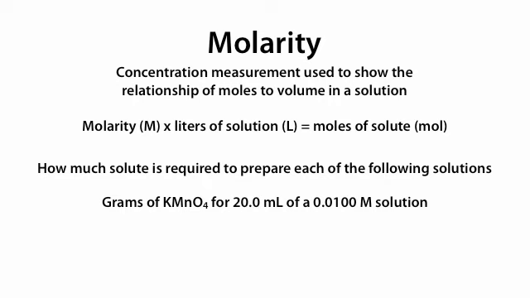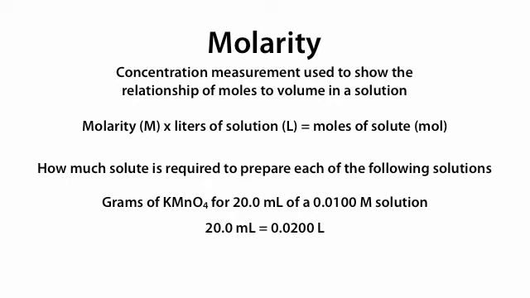How many grams of KMnO4 is required to make a 0.01 molar solution in 20.0 milliliters? Again, we're going to use this same equation. Molarity times liters of solution gives us moles of solute. All we have to do is add another extra step to convert from moles of solute to grams of solute. Now if we notice here, our volume given is 20.0 milliliters. We need to convert this to liters. We do this by dividing by 1,000 to get 0.0200 liters.